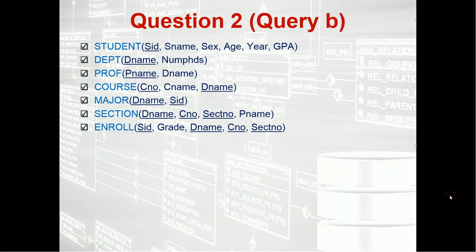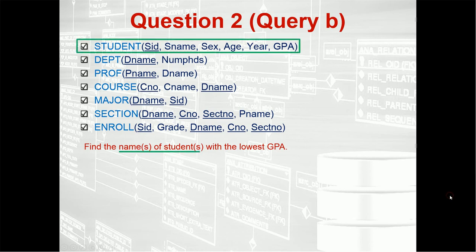We move on now to question 2b. Please press pause at this point if you need time to attempt this question. Similar to the previous questions, we identify the relations required. In this case, it is the student relation. In particular, we need to make use of GPA in student for finding the lowest GPA.